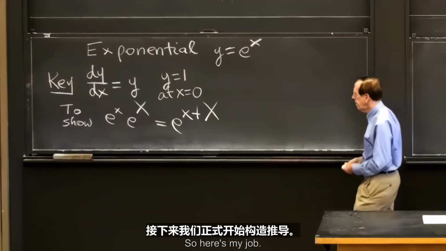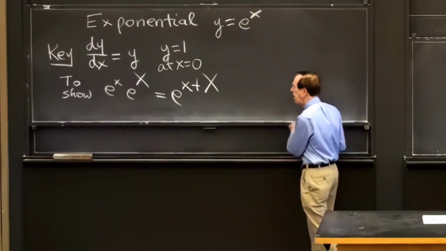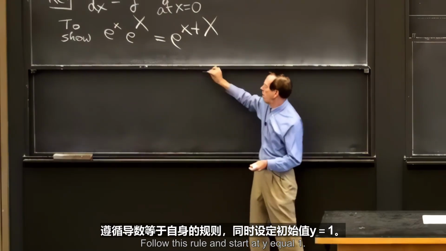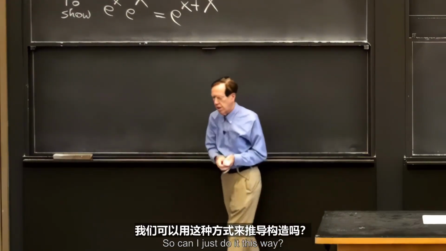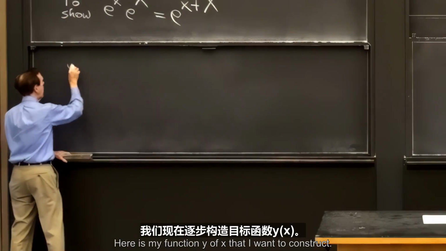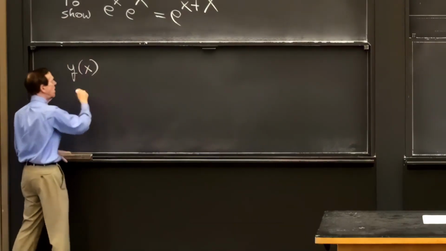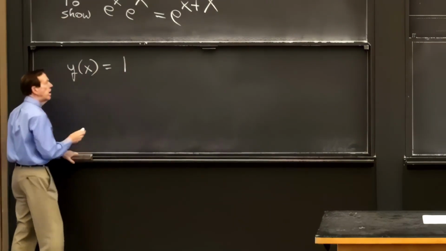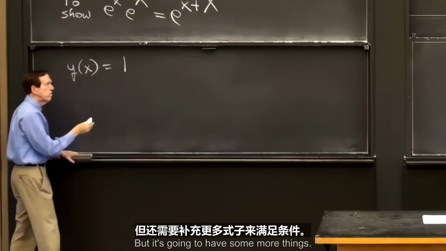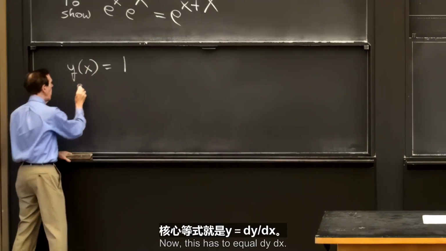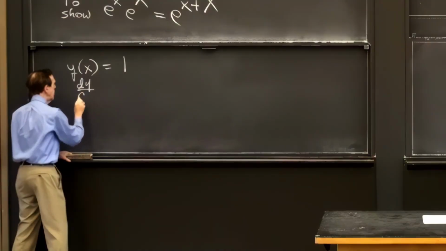Okay, so here's my job. Follow this rule and start at y equal 1. So can I just do it this way? Here's my function y of x that I want to construct. I want to build that function, and I know that it starts at 1, but it's going to have some more things. Now this has to equal dy dx.